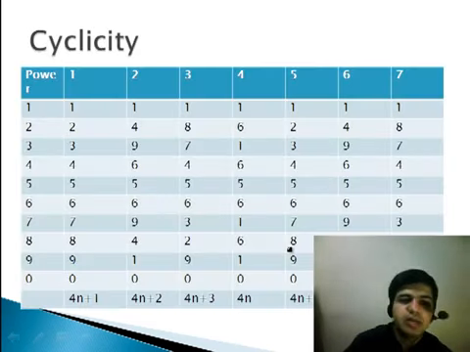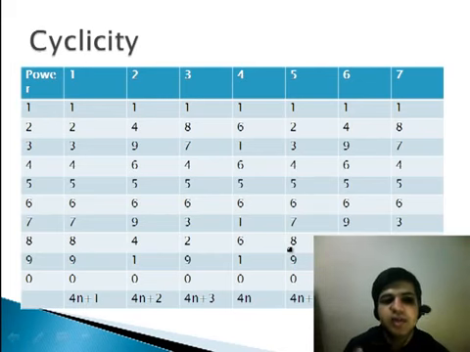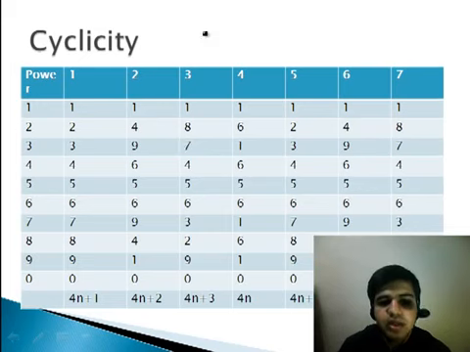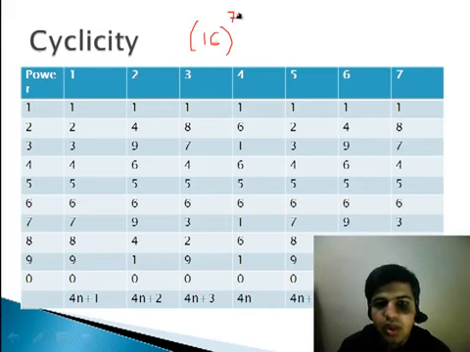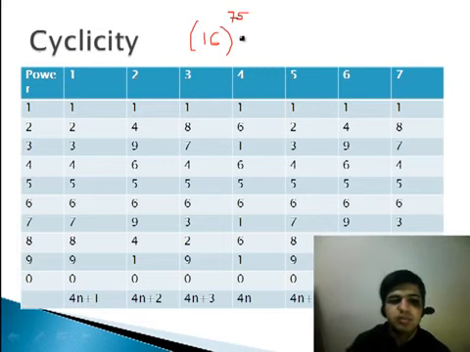Now the next part that comes is cyclicity. Cyclicity is a little bit higher version of what we did now. The typical sum in cyclicity would have some number like 16 raised to 75, what I discussed just now. There are certain rules with which we can find the last digit of these numbers.